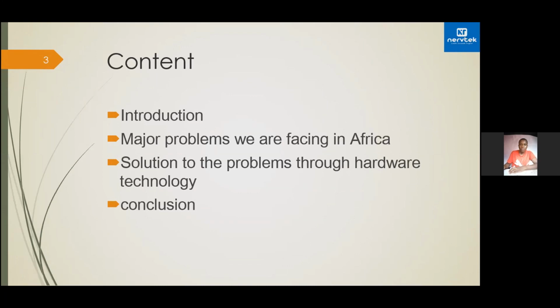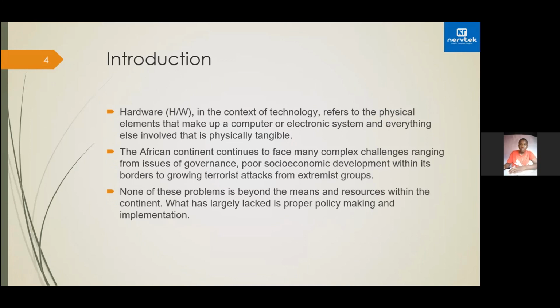Okay, first of all, as the topic that I'm speaking on goes, hardware as a developing tool in Africa. First of all, what's hardware? Hardware is just the physical components that make up an electrical system. They're tangible elements as you can see and touch. Also, these problems I'm going to speak about are problems that us Africans can solve. They're not above us. It's just for us to take the bold step to solve them.